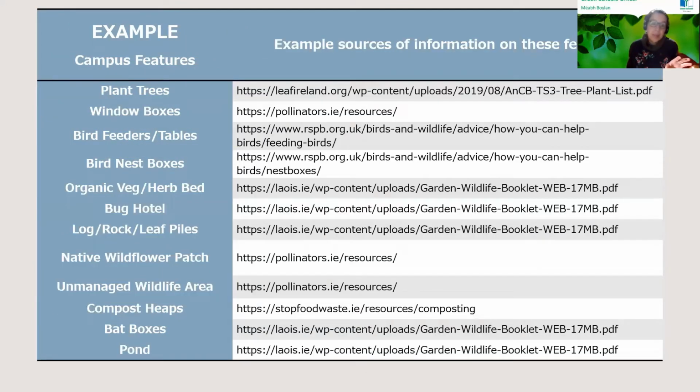Okay, so that same table that I've just shown you, this is a repeat. The left-hand column is the exact same. So it's looking at the trees, the boxes, the bird feeders, the bird nest boxes, etc. And what I've done here is I've given a link for each one to give you guidance on where to find information on how to do each of those well. And some of the links are repeated because, for example, this garden wildlife booklet actually covers a lot of different features and how to install them. So if you decide that each of these features is what you want to do, you'll be able to find more information there.